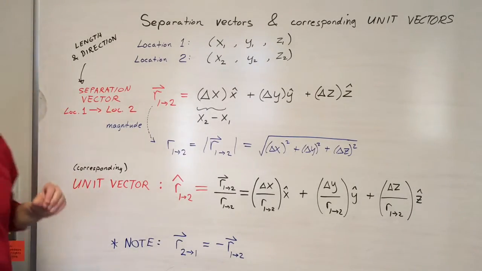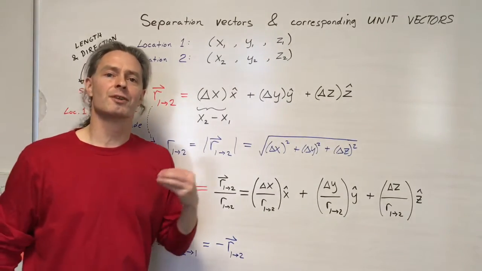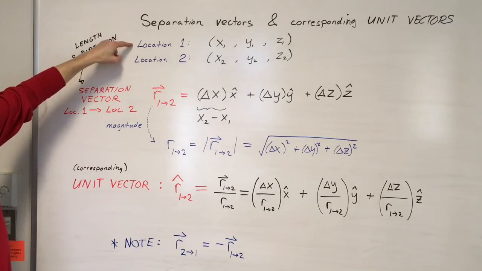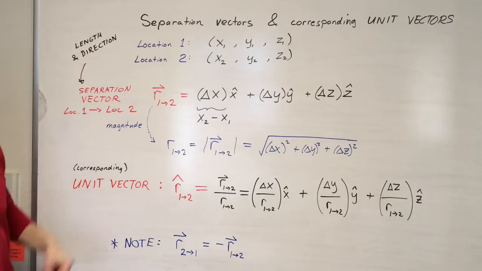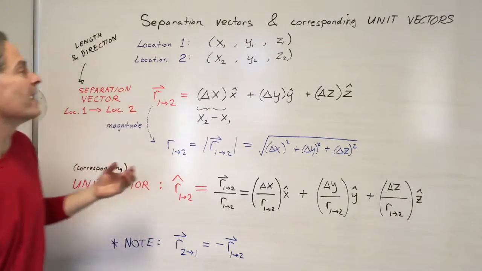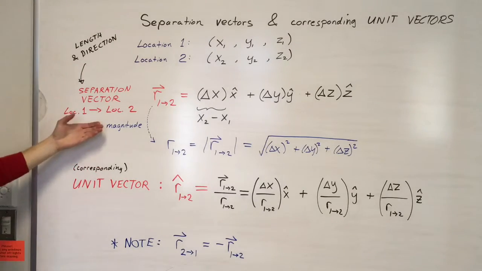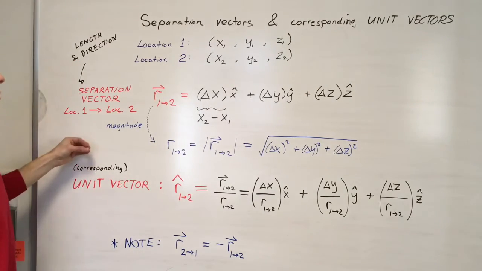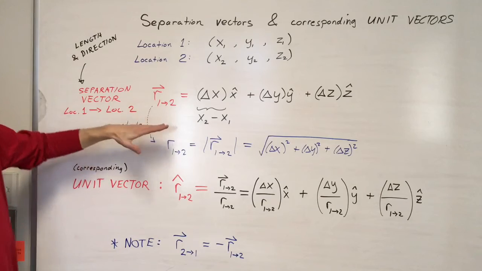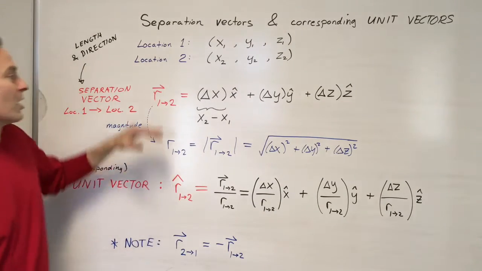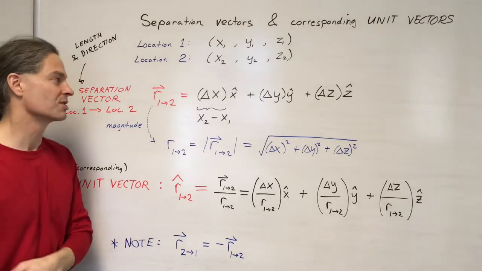All right, for many reasons, it's useful to construct what's known as a separation vector pointing directly from location 1 to location 2, and whose magnitude is the length of the straight line distance from location 1 to location 2. So we'll call that the separation vector from location 1 to location 2. We could represent it with this notation. Later we may drop some of the subscripts when the context is clear.